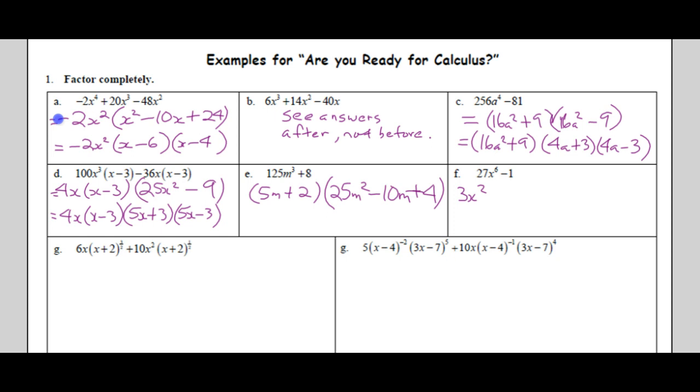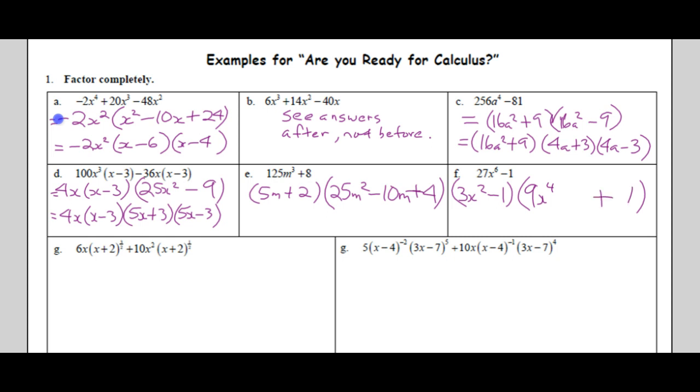Now, do you think I should write 3x squared plus 1 or 3x squared minus 1? Let's try minus 1. I mean, we did plus here. That seemed to work, so maybe a minus will work here. Okay, what's going to give me a 27x to the 6th if I multiply by that 3x squared? 9x to the 4. And let's skip to the end. What's going to give me a minus 1?